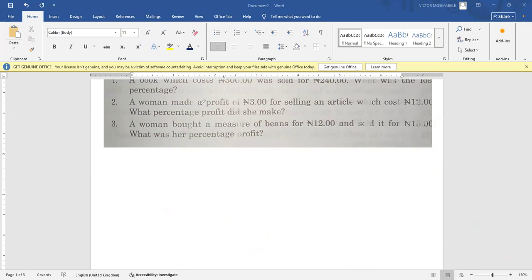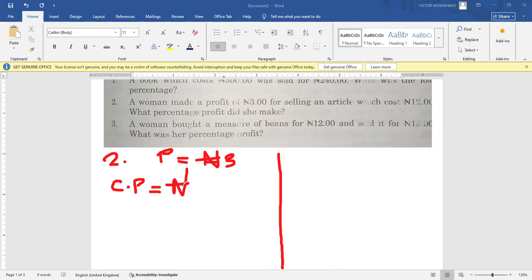Right. Number 2, a woman made a profit of 3 naira. So it's profit now. Number 2, made a profit of 3 naira. After selling an article which costs, so when I say cost, the cost price is what it means. When you say cost, it means the cost price as 12 naira. All right. So what percentage did he make?